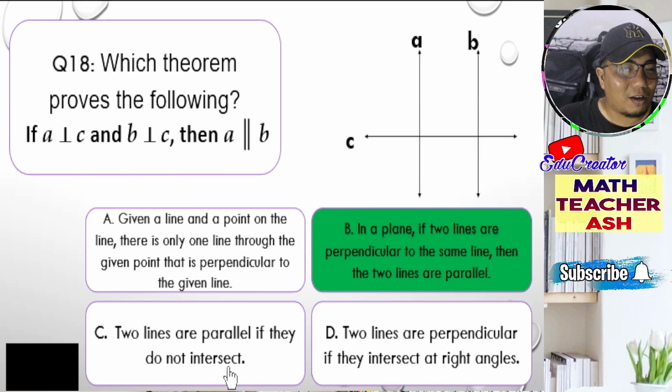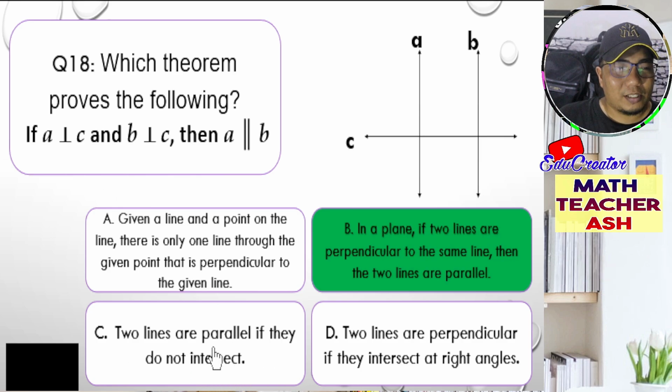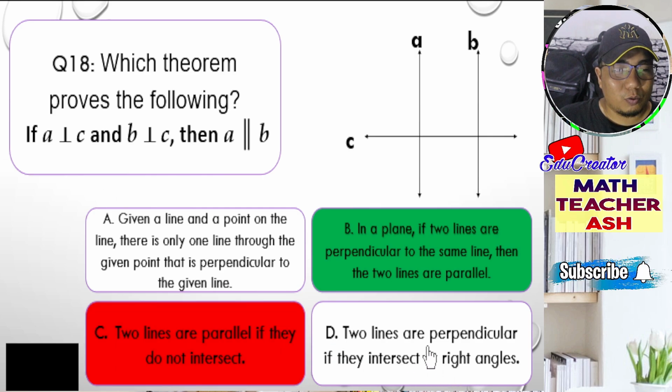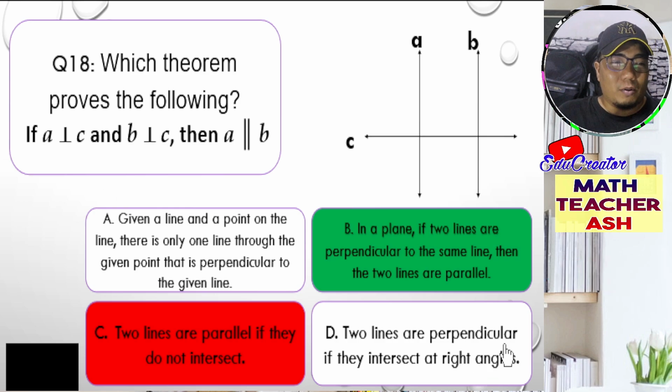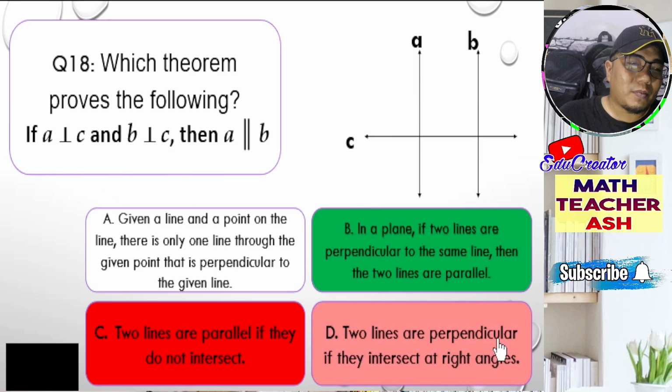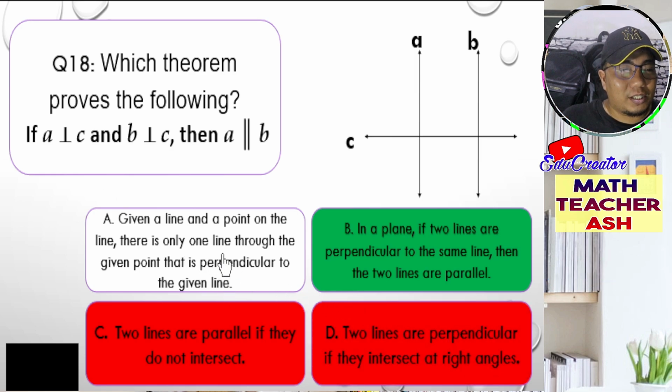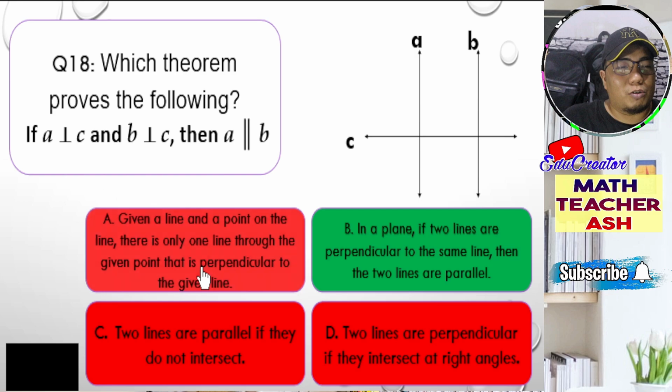Why? Because of course, this letter C doesn't say anything about perpendicular lines, so that is wrong. And this one, two lines are perpendicular if they intersect at right angles, is basically a definition of perpendicular lines, but it does not prove anything about how these two lines are parallel. So that is also wrong. And letter A is talking about a line and a point on the line, and there is only one such line, so that is also wrong.